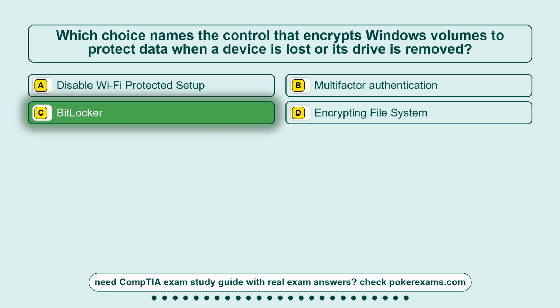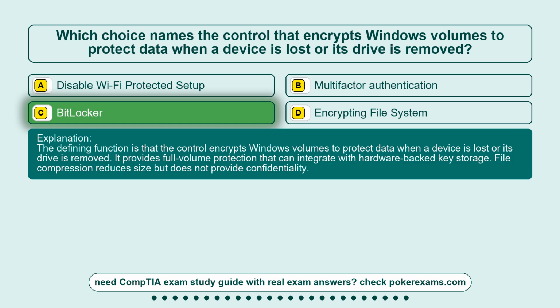The correct answer is option C. BitLocker. The defining function is that the control encrypts Windows volumes to protect data when a device is lost or its drive is removed. It provides full volume protection that can integrate with hardware-backed key storage. File compression reduces size but does not provide confidentiality.